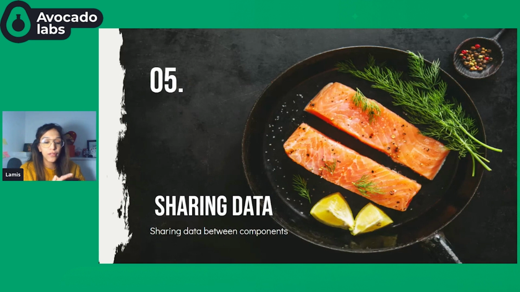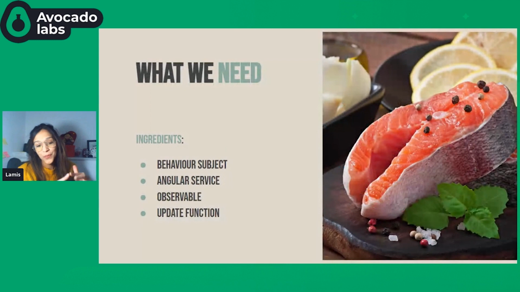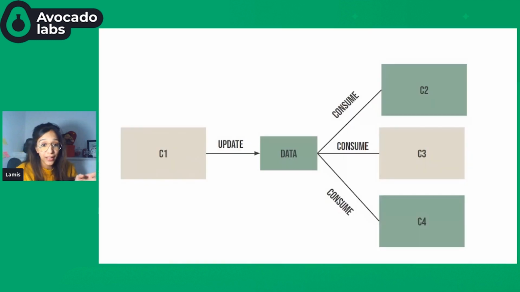Second, let's say fifth recipe, sharing data between components. This is what we need for it: the BehaviorSubject, an Angular service, an observable, and an update function. So what's my requirement? I have a component that will update a kind of data, and this data will get consumed by more than one component, by many components. Maybe the other components will also update and consume. Maybe all the components will update or consume, but this data is shared between them, okay?